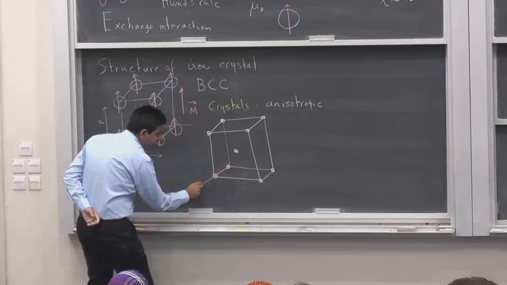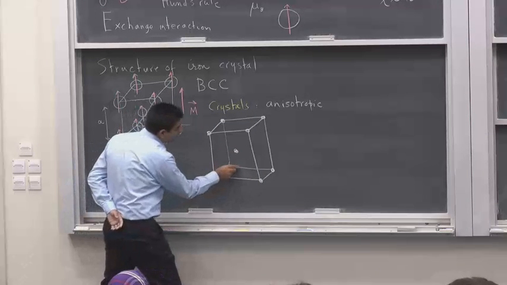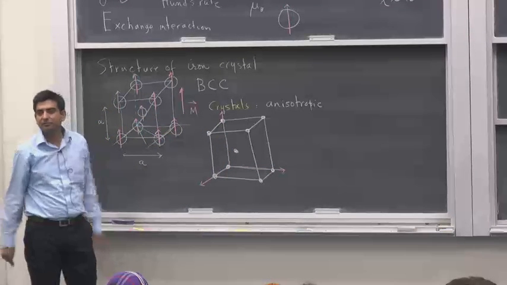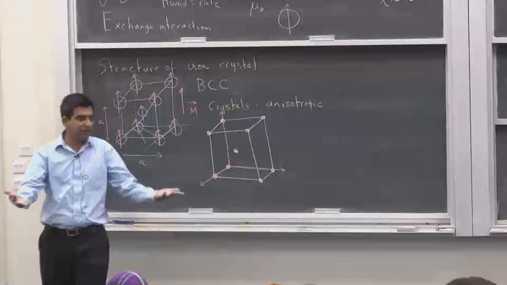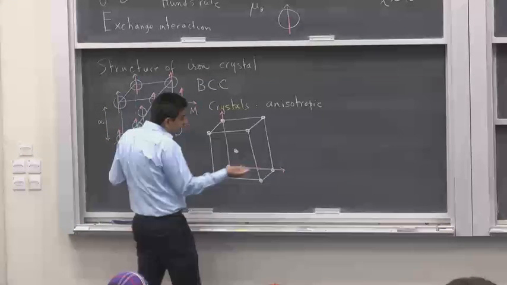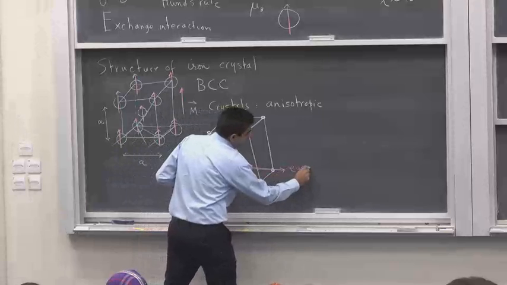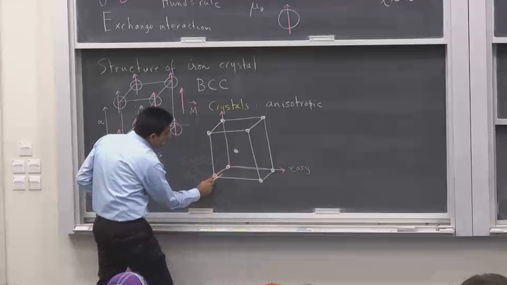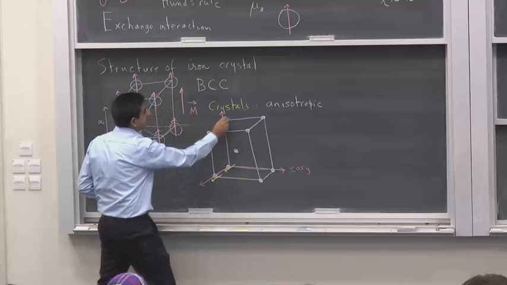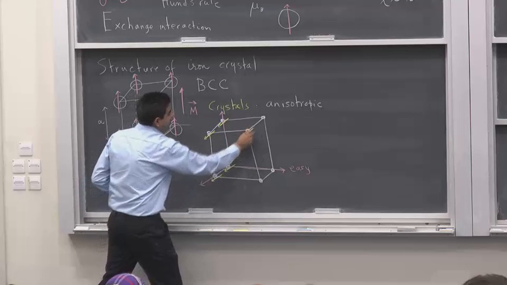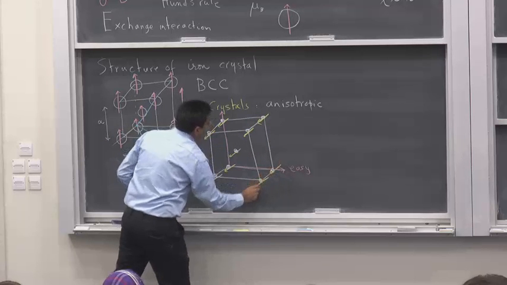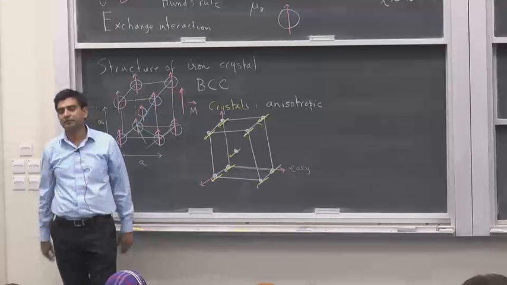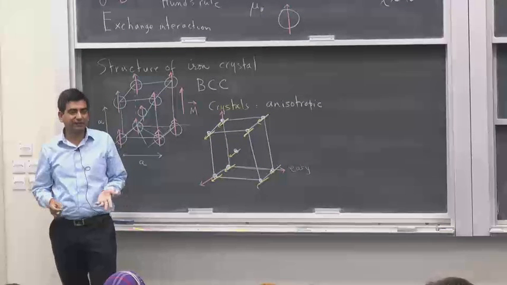Then this direction that I've drawn is totally equivalent to this direction, which is totally equivalent to this direction, because it's a cube. The x, y, and z axes are totally equivalent. These axes are called easy axes, which means that if the magnetization lies along one of these axes, then the potential energy, or the magnetic energy, of this crystal is lowered. That's why this axis is called an easy axis.